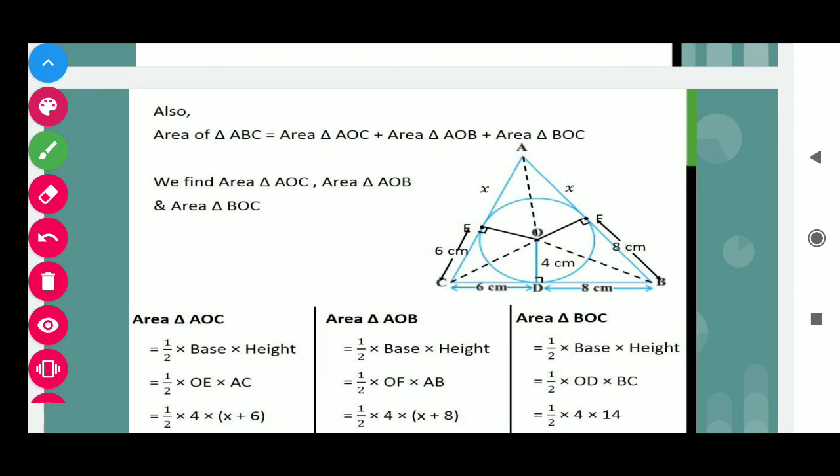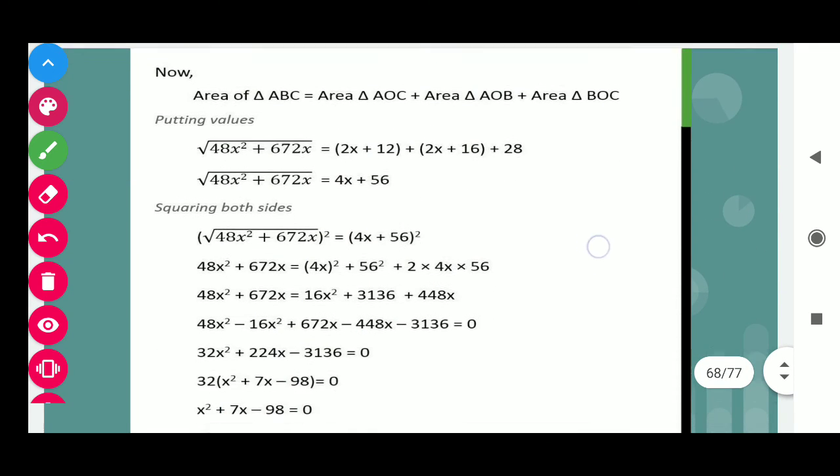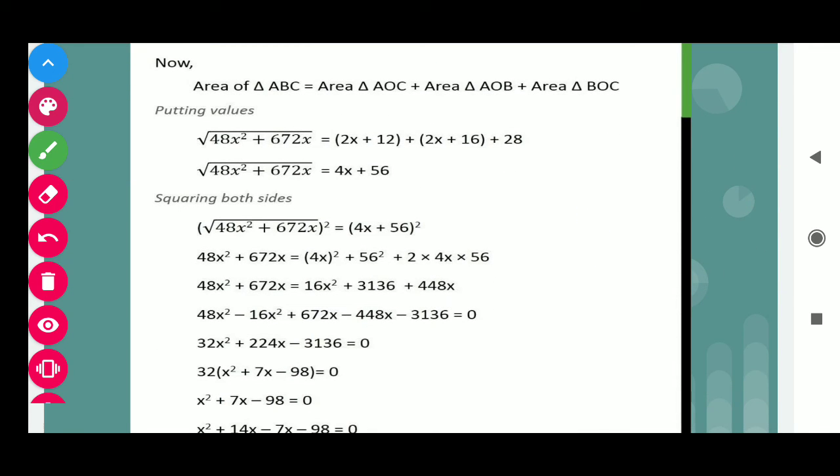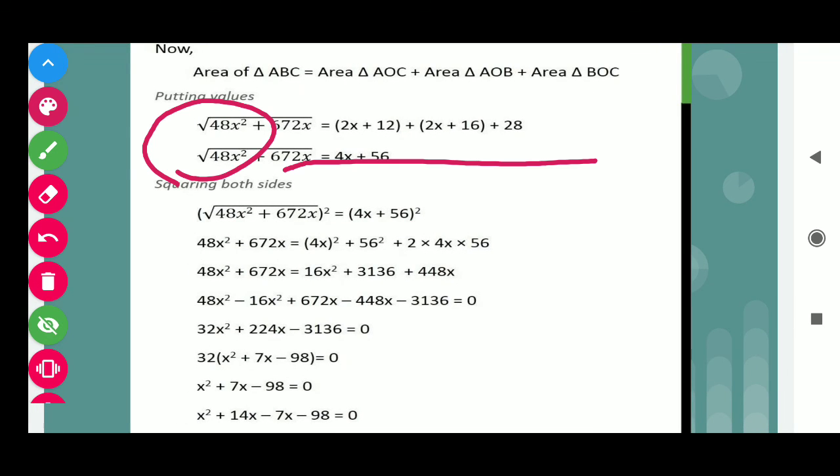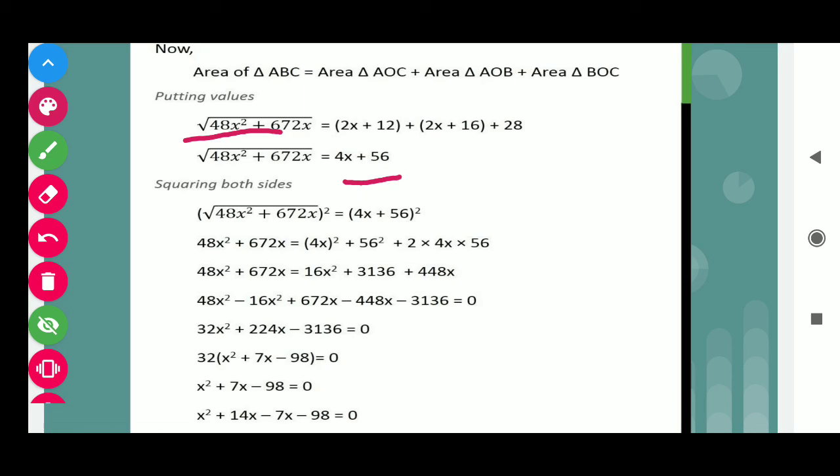So students, put these values and add all these, equivalent to the area of triangle ABC. So in this way we get here the area of triangle ABC. We have already calculated this one. So put all the values: area of triangle ABC, the previous value by Heron's formula, and from here above we get 4x plus 56. Now students, you can see the left side has a root. Now squaring both sides, the square and root cancel out, and on the right hand side we get a square plus b square plus 2ab.